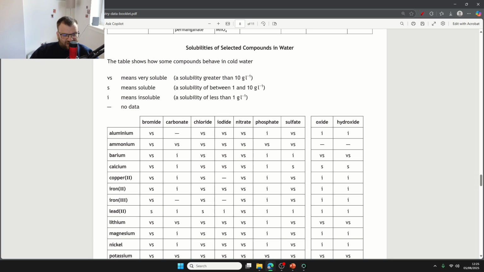Let's pick an example from here. If we had aluminium bromide and we're dissolving that in water, aluminium bromide would be the solute, water would be the solvent, then the aluminium bromide solution would be the solution that we're making.